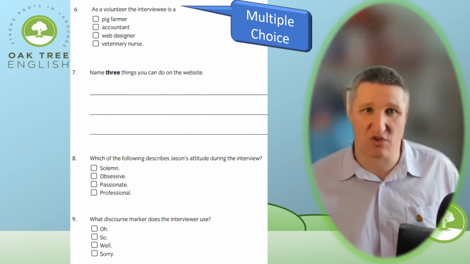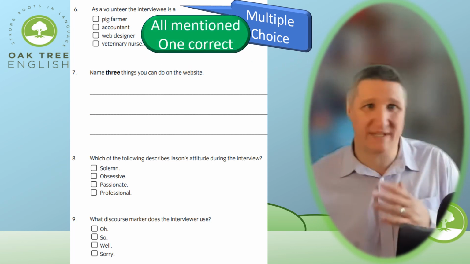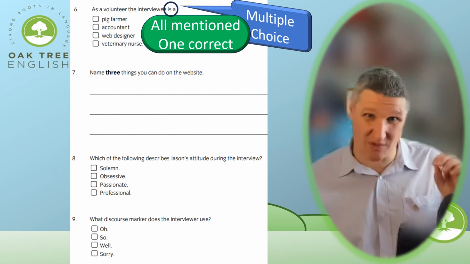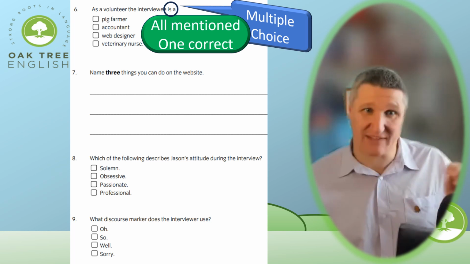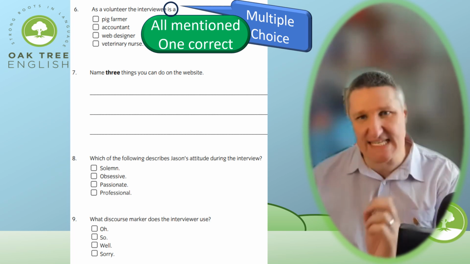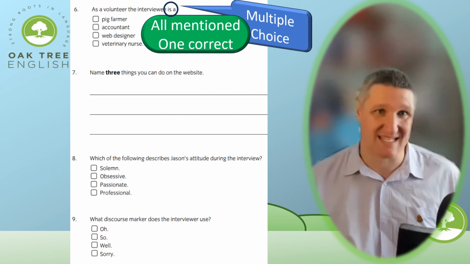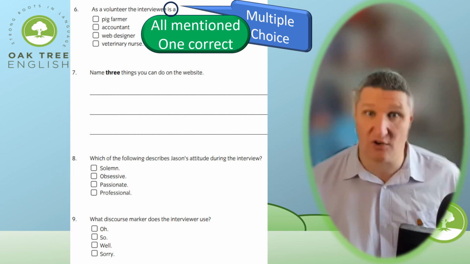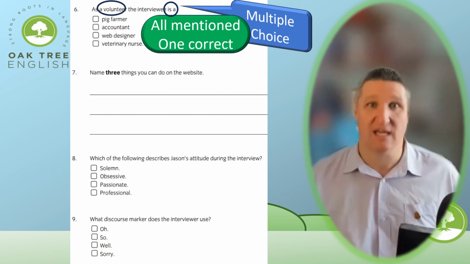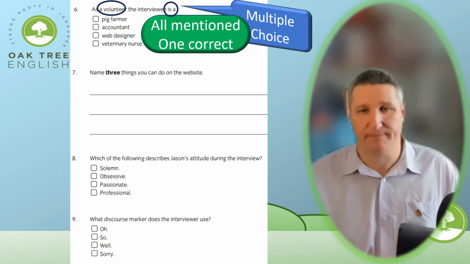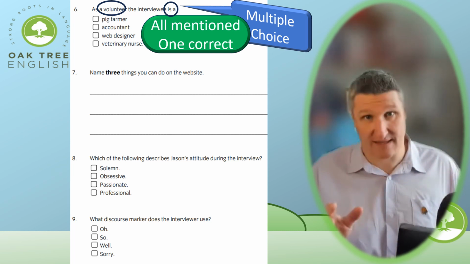Notice the tense of the question. Whatever the interviewee did in the past is not relevant. The question is what he does now. As a volunteer, the interviewee is a... Also, it doesn't matter what his employment is. It's asking about his voluntary work. As a volunteer, the interviewee... So it's asking what he does without being paid. Notice little details like that.